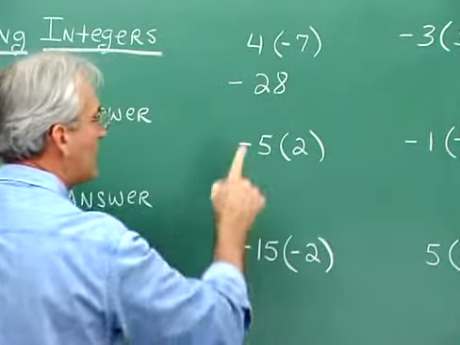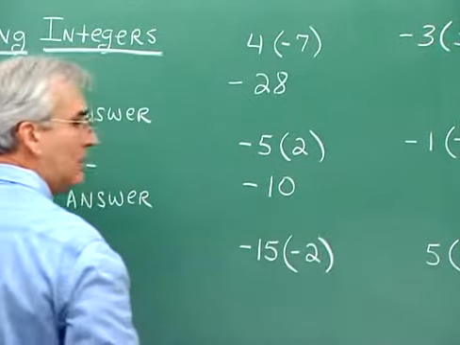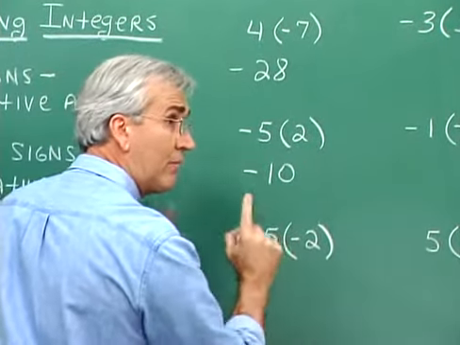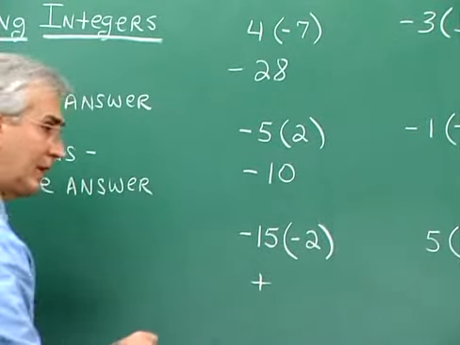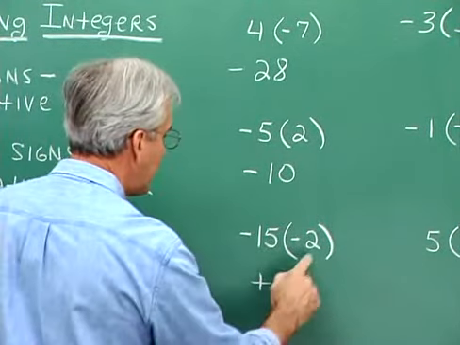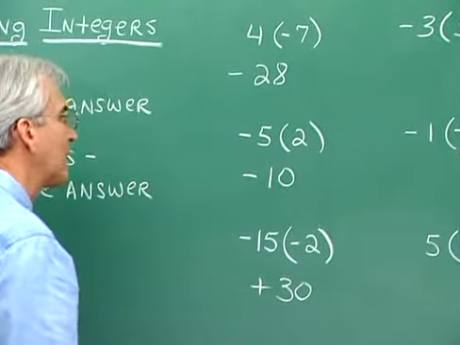Negative 5 times 2. Unlike signs, negative answer. 5 times 2, 10. Same signs, you see they're both negative, so we get a positive result. I'm going to put the plus sign here just for emphasis. We usually wouldn't write it. 15 times 2 is 30, so positive 30, or just 30 would be our answer.